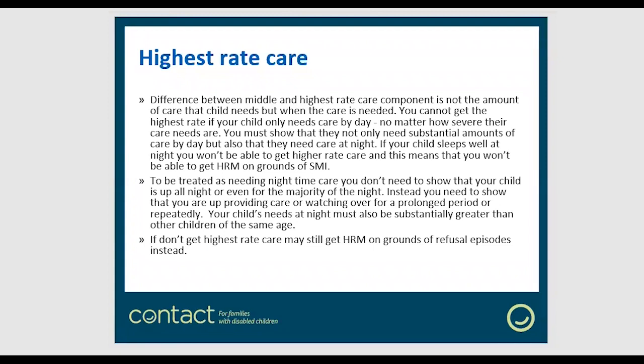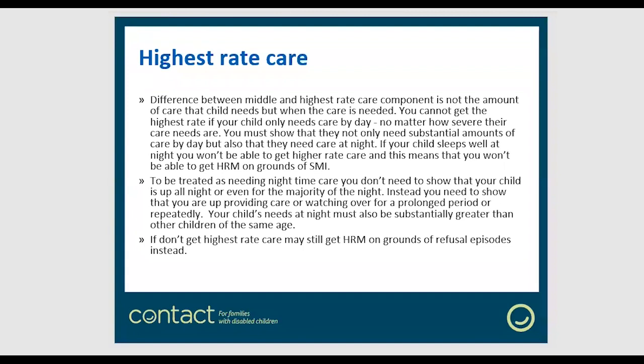If you're not sure why your child's been awarded the middle rate care, whether it's been for day or night care, you'll need to contact the DWP to find out. What's clear is it can't be both. Because if your child has been accepted as needing both care by day and night, they should be on the highest rate already.